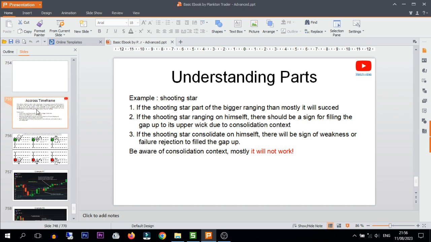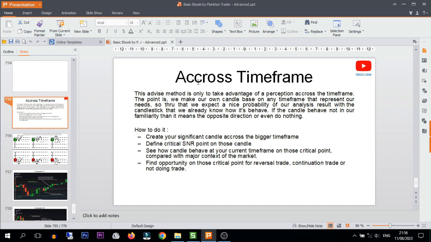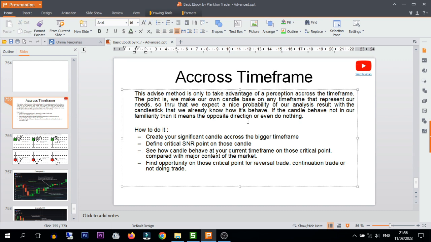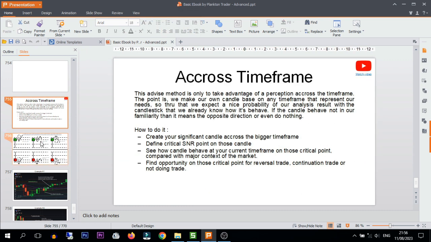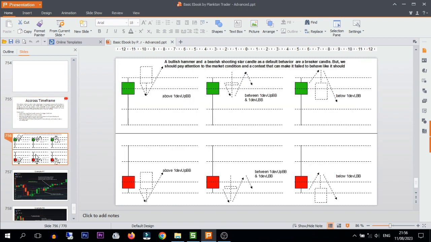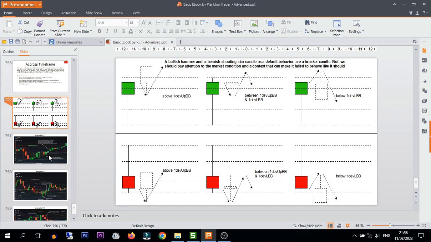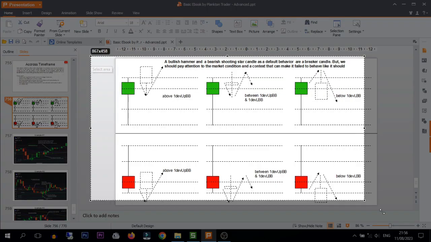Okay, and this is the concept of cross time frame, which I think no one is talking about, but this is very important. Because if you know the shooting star in 3 minutes movement, then in the 1 minute you get a higher probability to profit, because you know the situation. Yes, this is just like making your own candle.